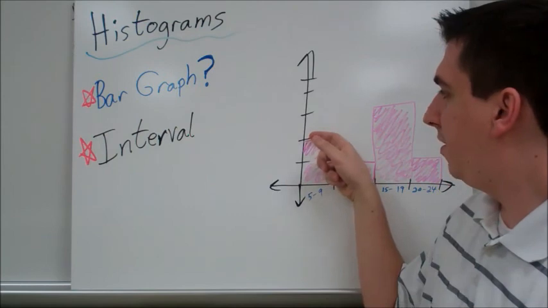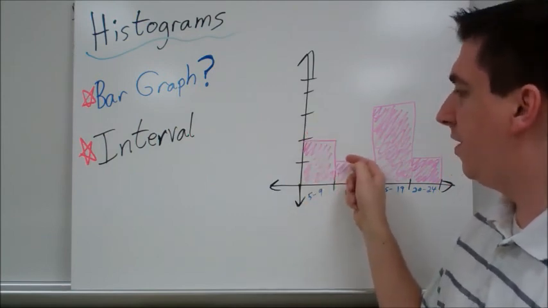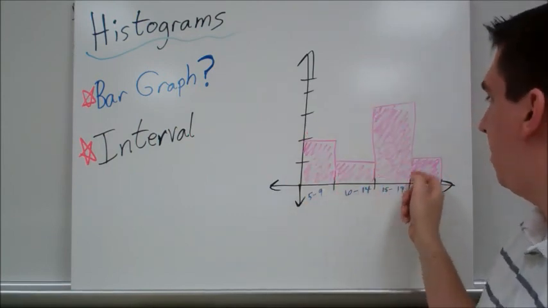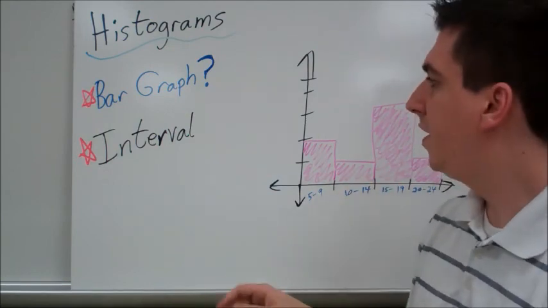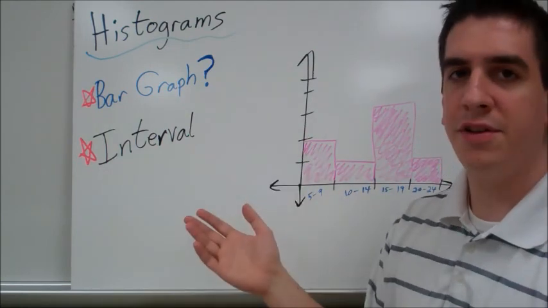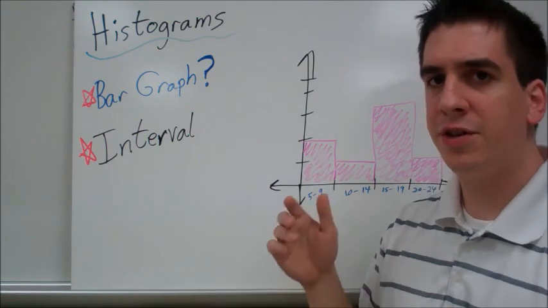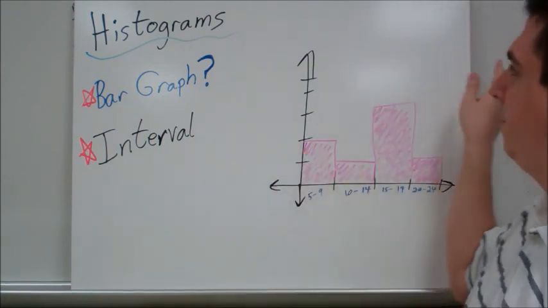For this one, it happened up to 2 times. For this one, it happened 1. This one, it happened 3. And this one right here happened 1 time. This is just an example of what one looks like. Let's look at some real data and try to figure out how to make a histogram from it.